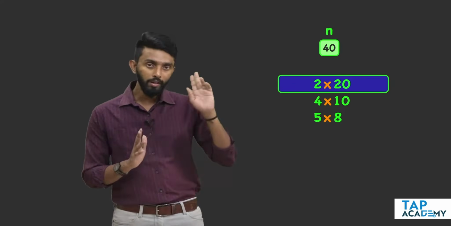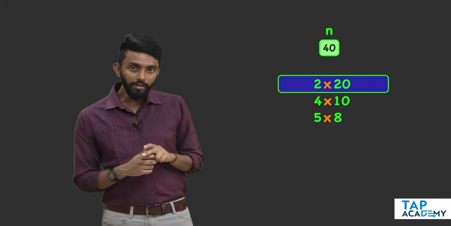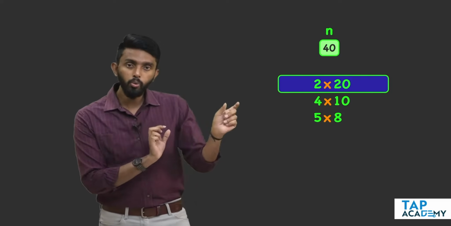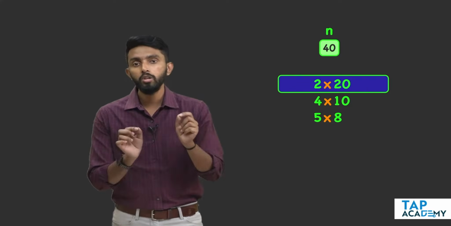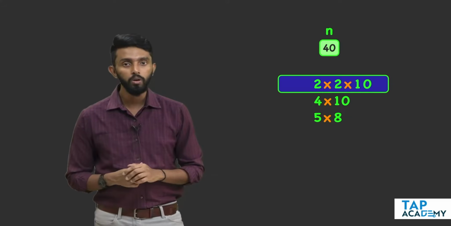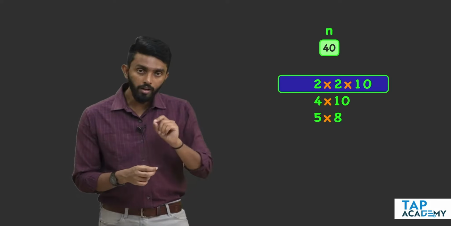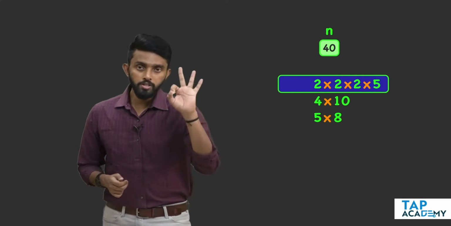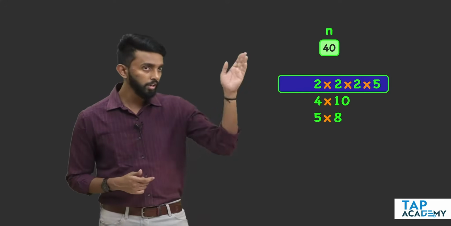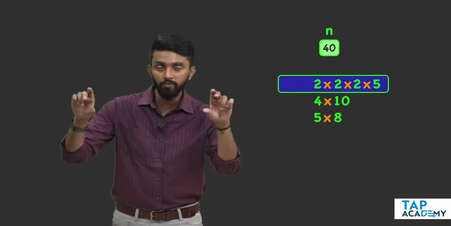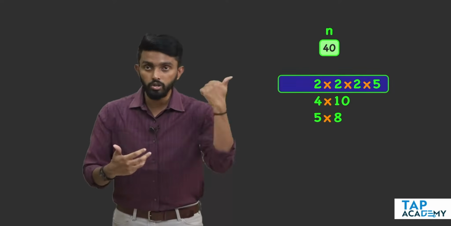Now 2 into 20. Let's take 2 into 20. Now 2 is already a prime number. 20 can be written as 2 into 10, guys. Would you agree with me? 10 can be written as 2 into 5, which means it's 3 2's and 1 5. Now that is the prime factor combination for this.